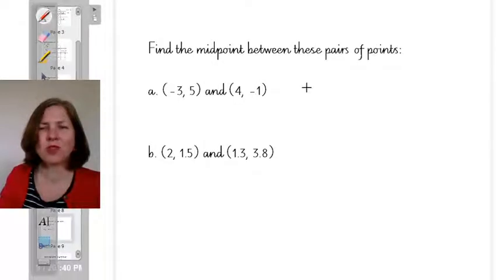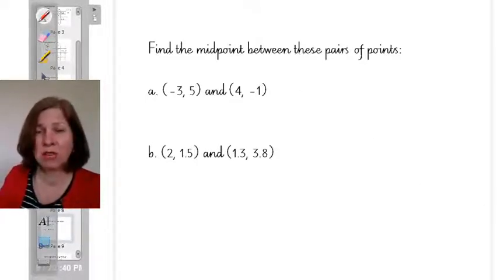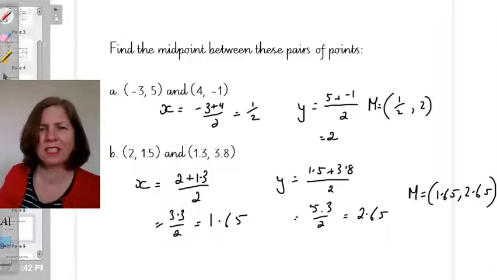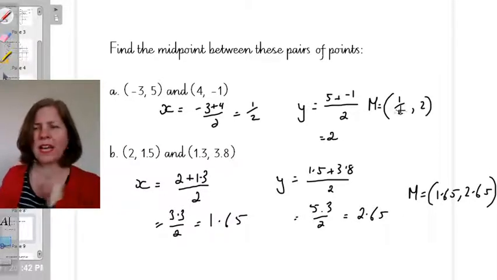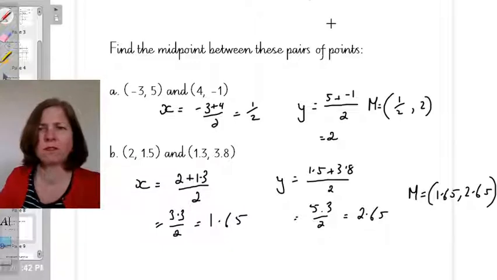All right, so now let's use this method for these points. I'm just going to go ahead and do it, and then I'll write up my answers. So just hit pause and do them yourself. Okay, there are my solutions. For the first one, I found the average of the two x values and I got 1/2, the average of the y values and I got 2. So my midpoint is 1/2, 2. And for the second one, I did the same working out and I got 1.65 and 2.65.